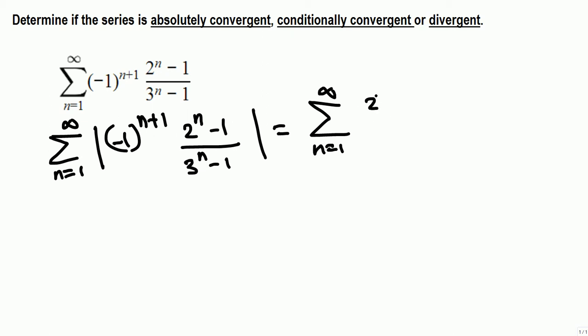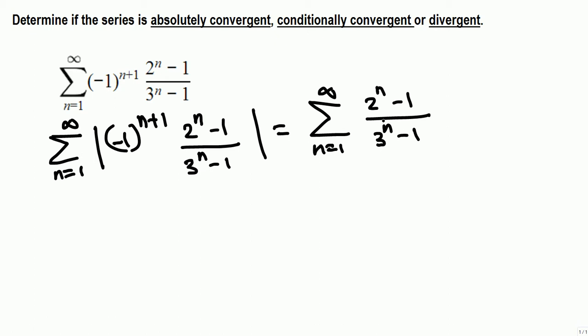So we get (2^n - 1)/(3^n - 1). When n equals 1, this is 2^1 - 1, which is 1, so all the terms are positive. Okay, so we have the series of (2^n - 1)/(3^n - 1). Now we want to show whether this series converges.